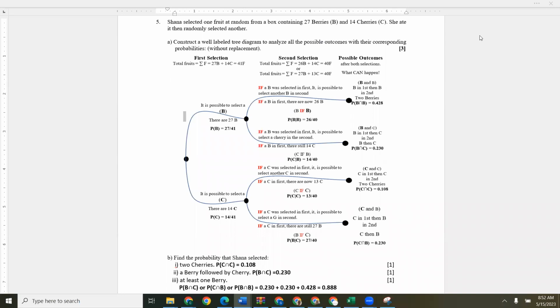Here's the completion of the use of the tree diagram to analyze an experiment where you've got two selections, one after the other, without replacement.